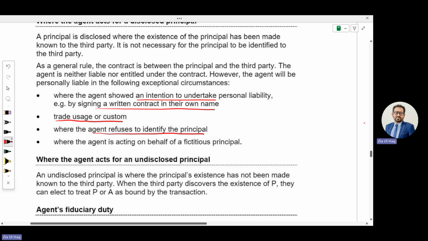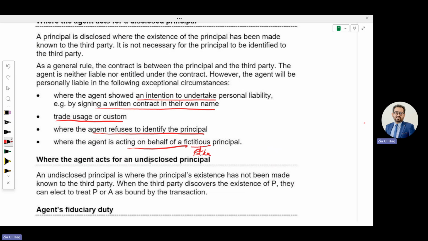And who is the principal? He didn't mention it to the third party. Where the agent is acting on behalf of a fictitious principal, a fake principal, in fact the principal does not exist, who will be liable to the third party? The agent. If he refused to tell the third party who the principal is, he will be liable. If he signed the contract with his name, he will be liable. And in some trade usage or custom means according to industry norms.